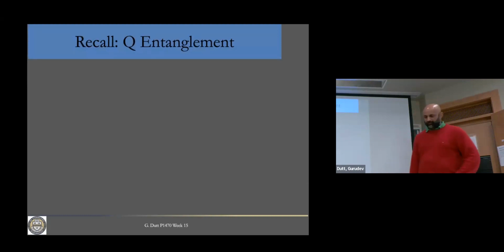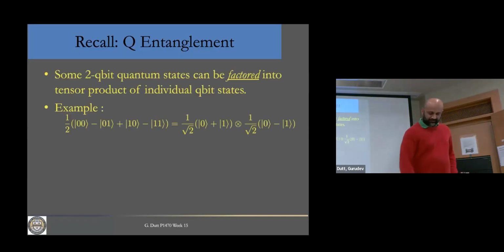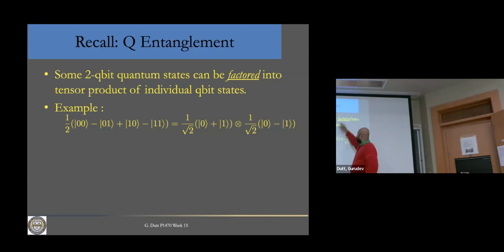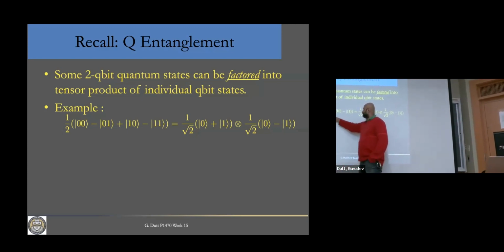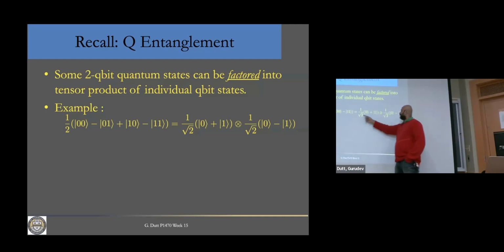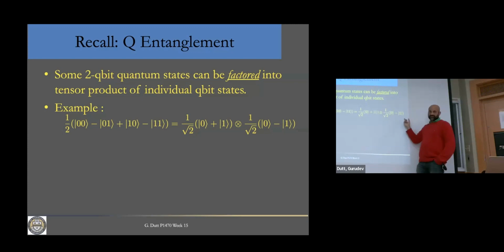Okay, so I'm moving on to the next topic, which is quantum entanglement. I'll just quickly remind you what quantum entanglement is. Many 2-qubit quantum states can be factored into a tensor product of the individual qubit states. For example, if I look at this state over here, 00 minus 01 plus 10 minus 11, I can factor that as the plus state times the minus state.